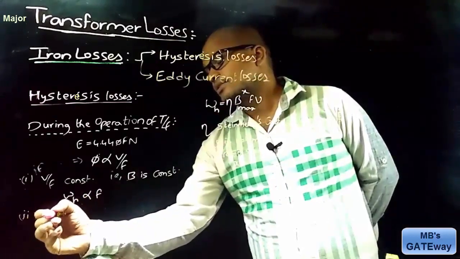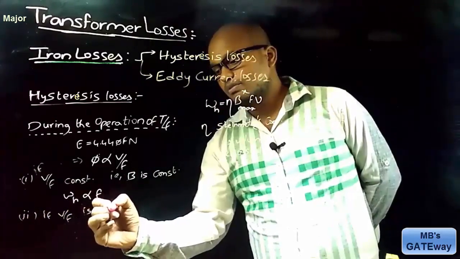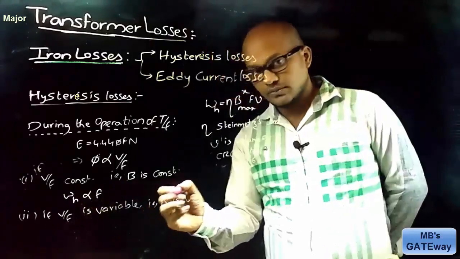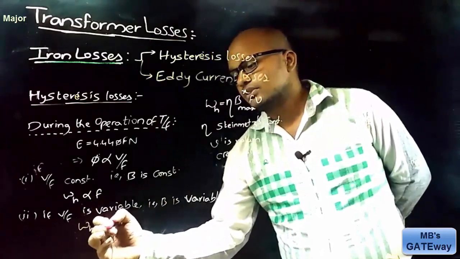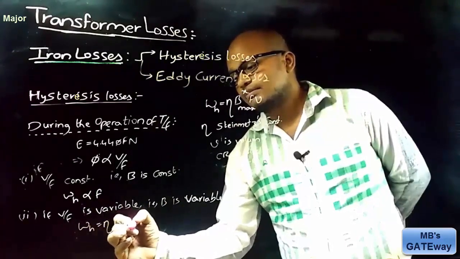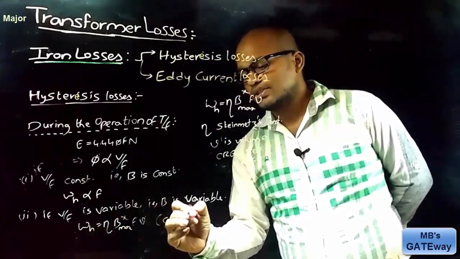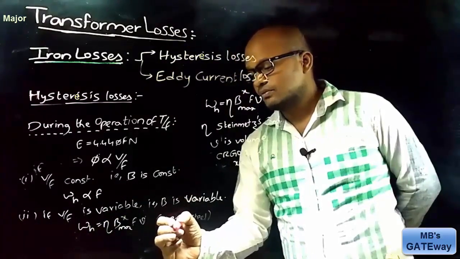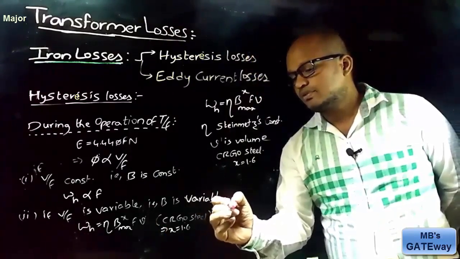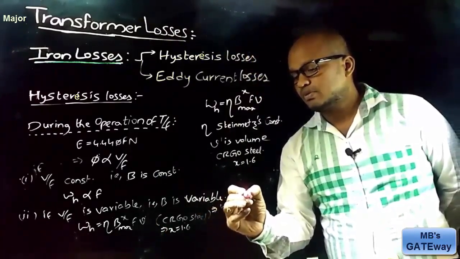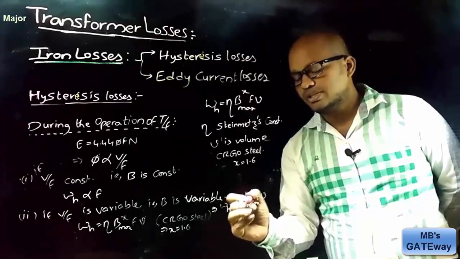And the second case, if the V by F ratio is variable, that is, it is not constant, that is B is variable, then as we know WH is equal to eta B max power X into F into V. Let us consider CRGO steel, which means X is equal to 1.6, that implies WH is equal to eta into B power 1.6 max into F into V.